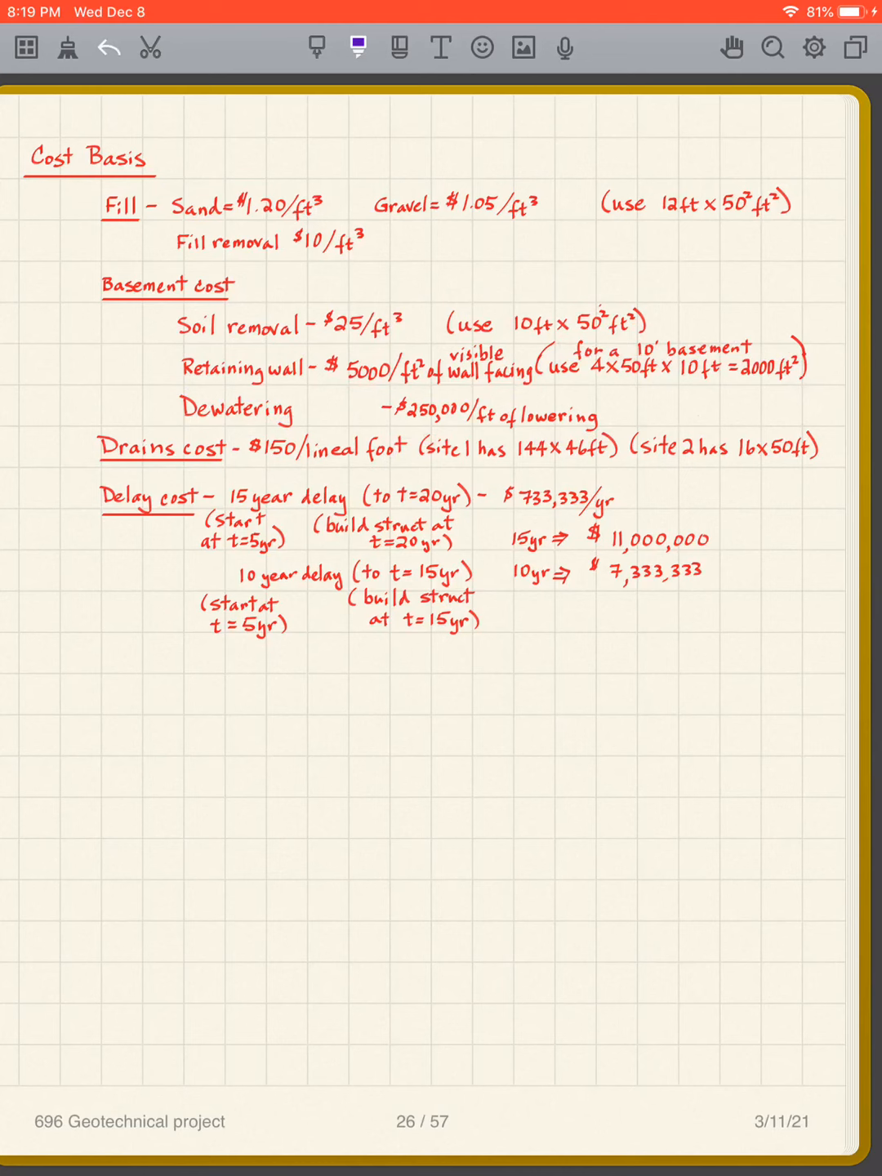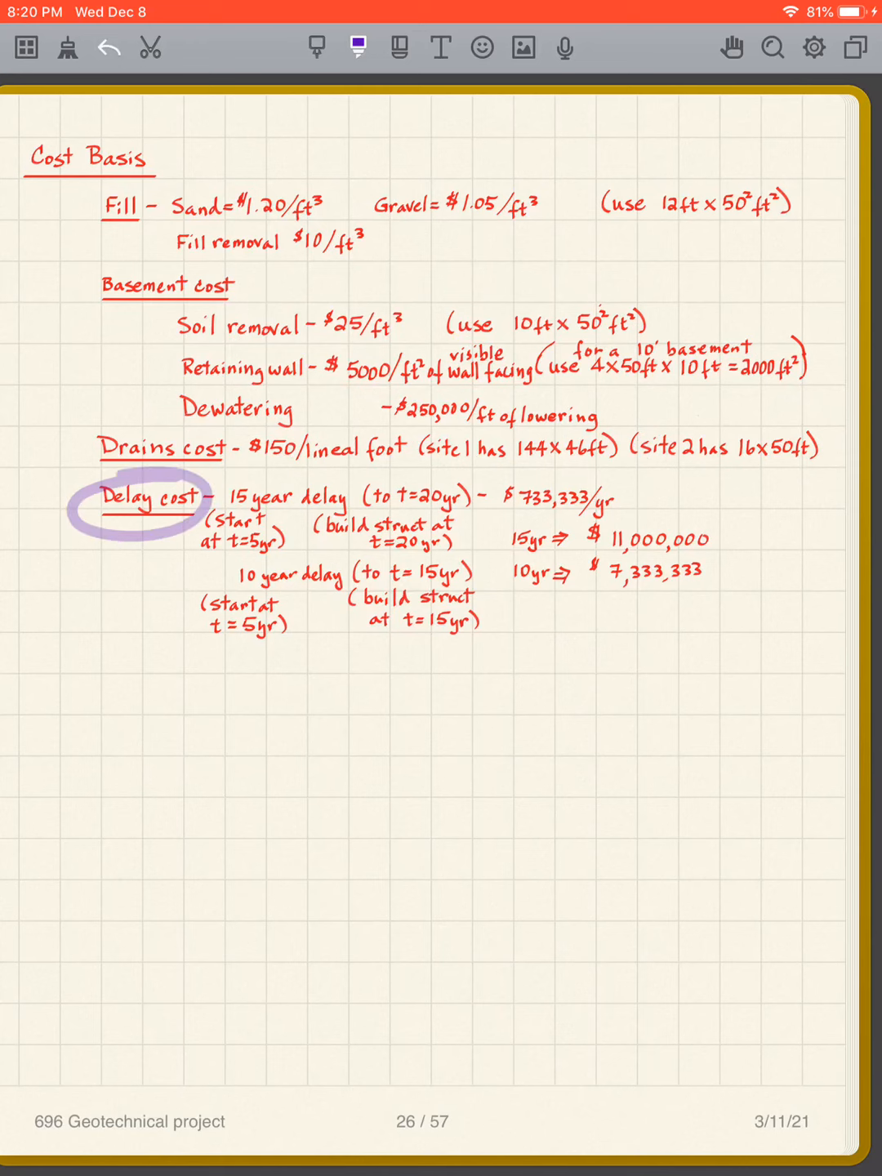What does that mean? So site 1 has 144 drains, and each drain is 46 feet. So it's 144 times 46 feet. That gives us the number of lineal feet. And then we multiply by $150 per lineal foot. Site 2 has 16 drains times 50 feet, so you get the lineal foot for that.